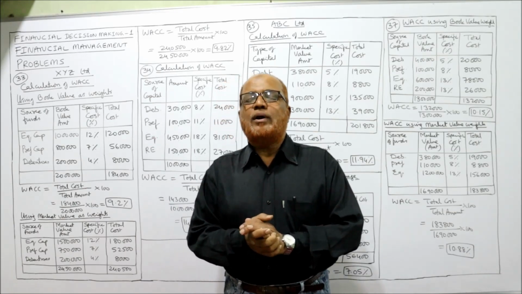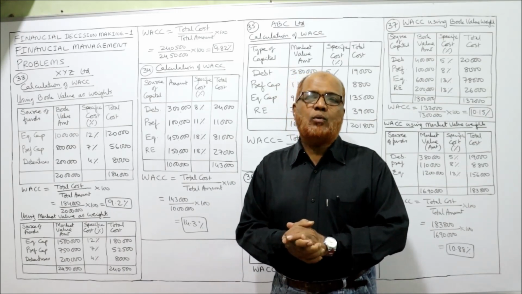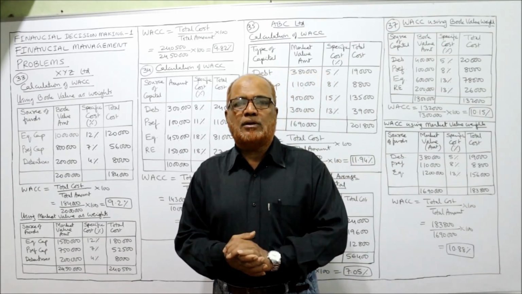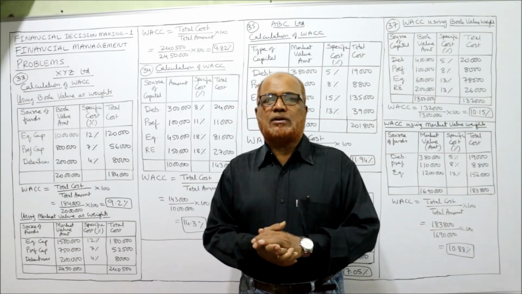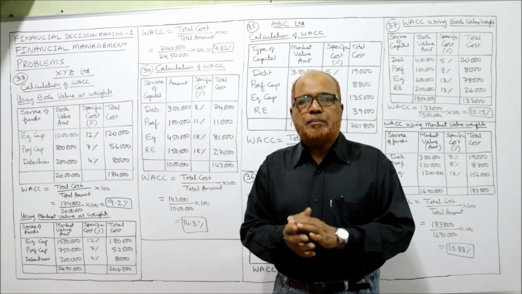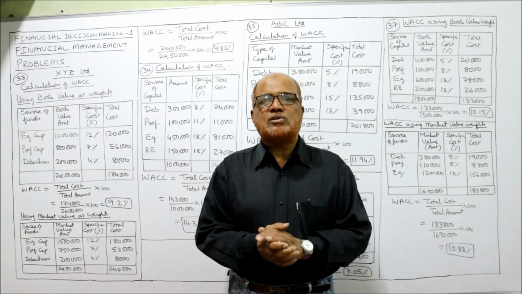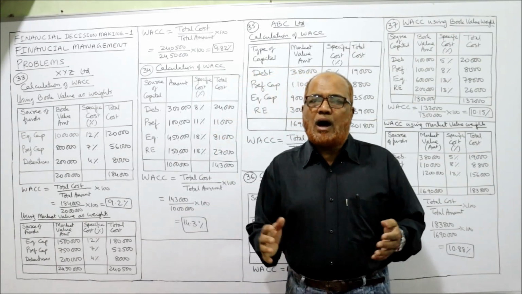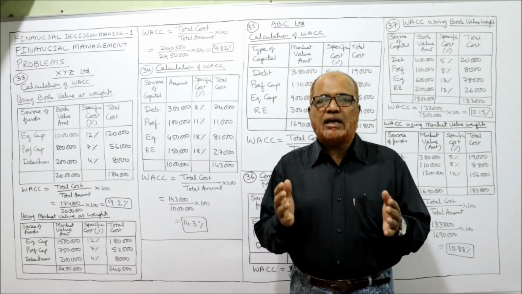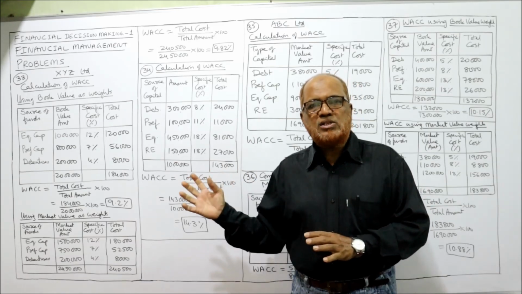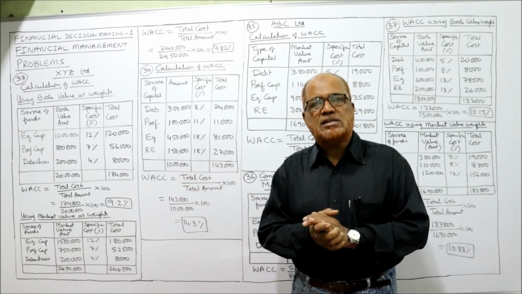In this video, we are going to do the problems on WACC, weighted average cost of capital, or overall cost of capital, composite cost of capital. Different names are there. In previous videos we have completed the problems on specific cost of capital. How to compute KD, KP, KE, KR, all these things we have seen in the previous videos. Now in this final video, WACC.